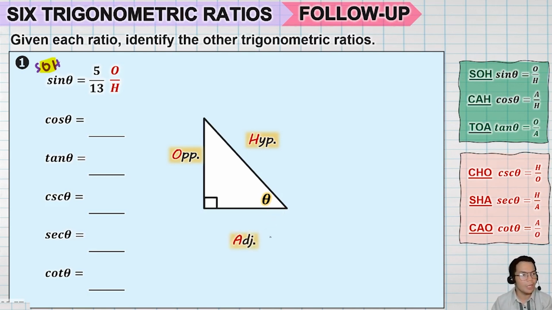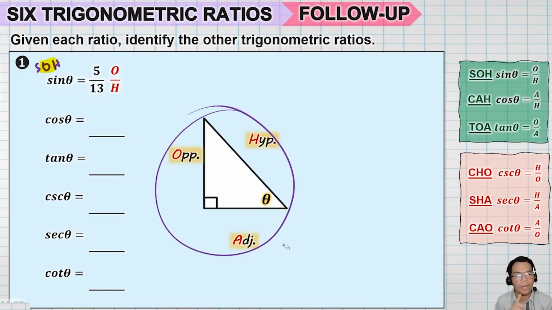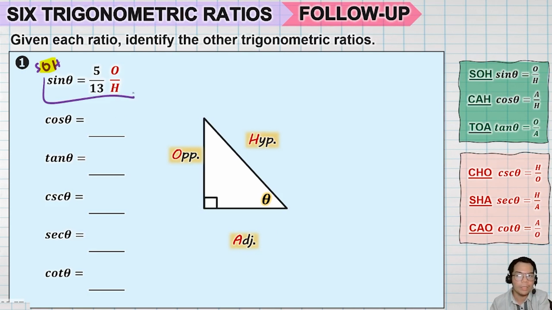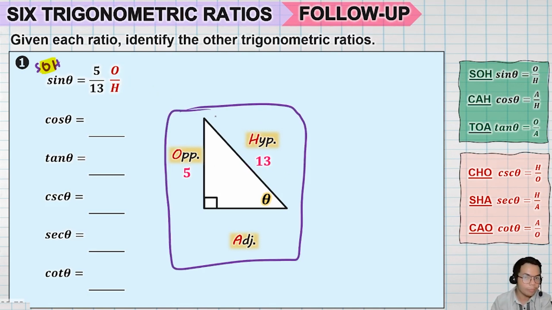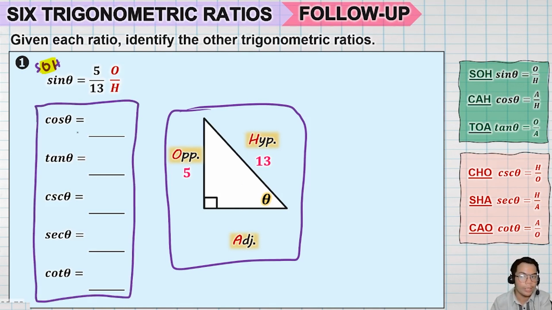At paano natin na-identify yung mga values ng sides na ito? Ang magbibigay sa iyo ng clue is yung given trigonometric ratio natin. Sinabi dito na ang sine theta daw is 5 over 13, which represents the opposite over hypotenuse. Ibig sabihin lang niyan, ang value ng opposite side natin ay 5 at ang value ng hypotenuse natin ay 13. Ilagay natin ngayon ito sa ginawa nating right triangle. So, opposite side 5, hypotenuse is 13. Ngayon, ang kailangan na lang natin gawin is kompletuhin lahat ng values ng sides ng right triangle na ito para ma-identify yung iba pang trigonometric ratios na natitira.